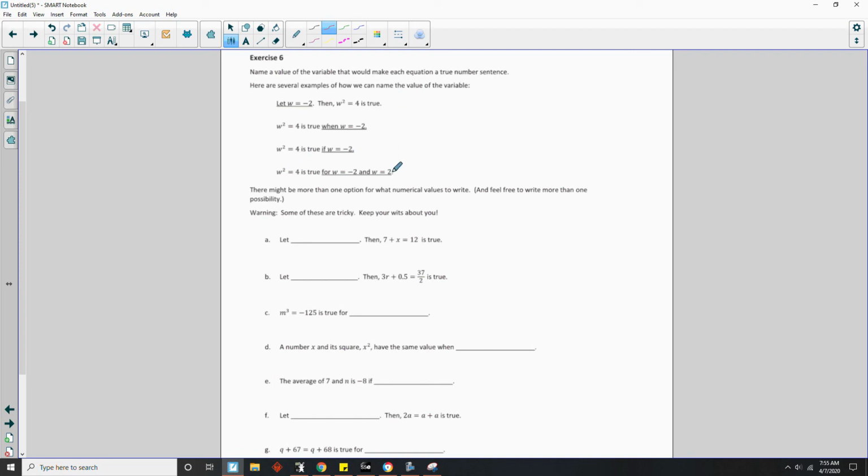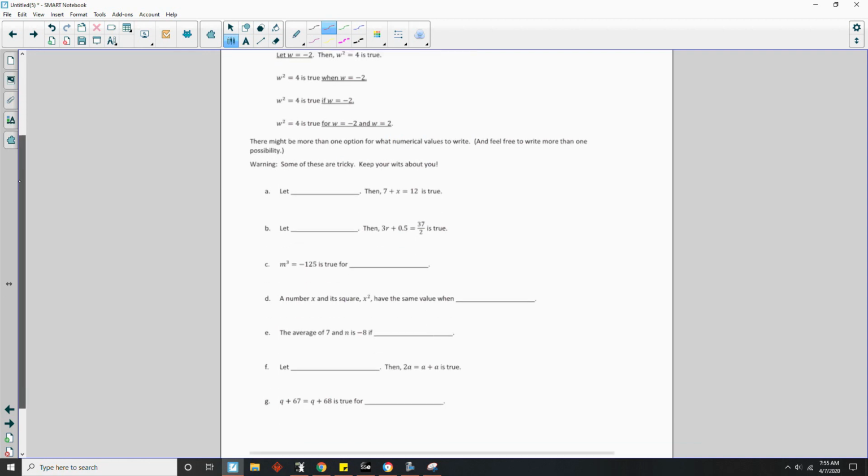So there are several examples of how we can name values of a variable. There might be more than one option for what numerical values to write, and feel free to write more than one possibility. Warning, some of these are tricky. Keep your wits about you. Okay, so here we go.